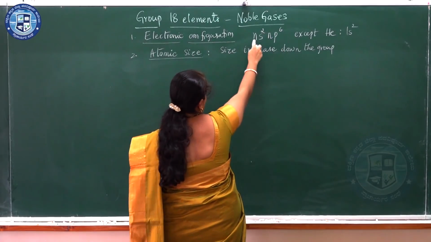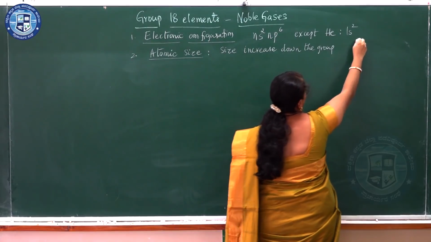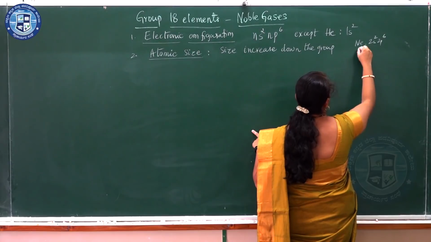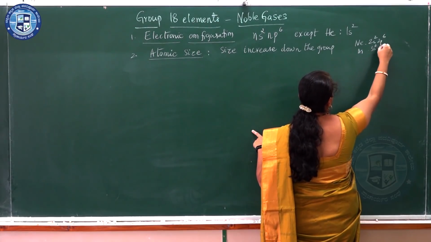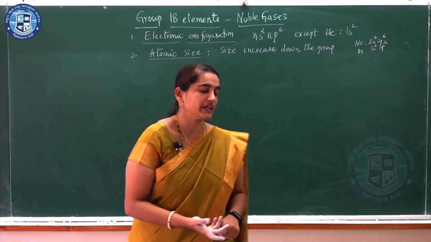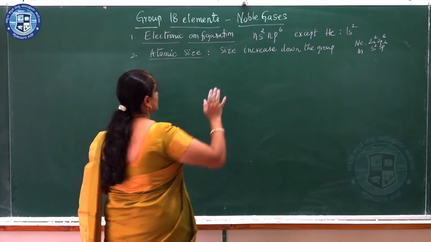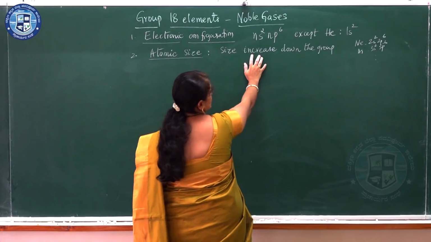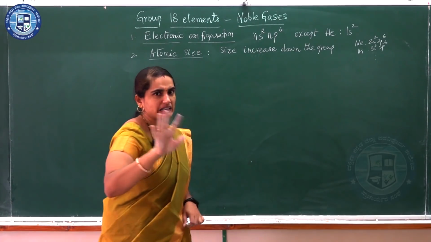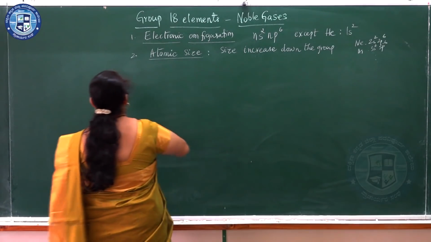So, the size increases because here first it is 1s, the next I have 2s and 2p for neon, 2s2, 2p6, argon 3s2, 3p6, and so on, 4s, 4p, 5s, 5p, 6s, 6p, and last for oganesson 7s, 7p. That will be filled over there. Generally the size increases because the electron enters into a new shell and hence the distance automatically increases, and whenever you come down the group the size also increases.